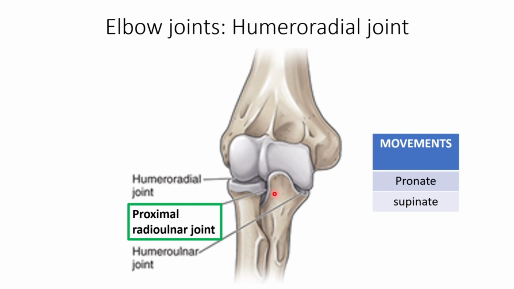Lastly, the proximal radio-ulnar joint is a pivot joint formed by the circumferential head of the radius that sits within the radial notch of the ulna. Movement at this joint allows for pronation and for supination of the forearm.